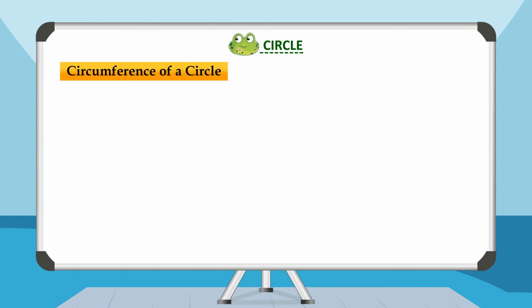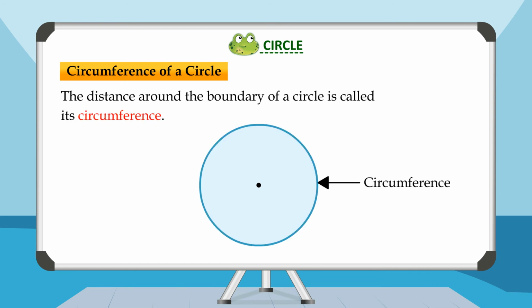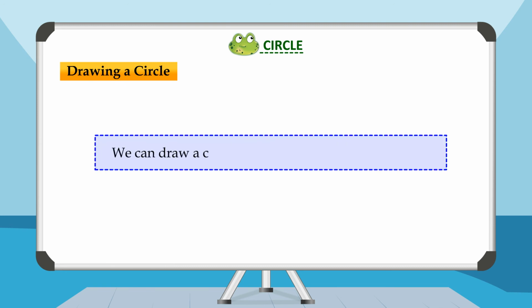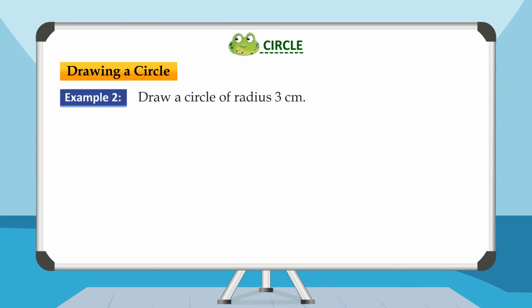Circumference of a circle. The distance around the boundary of a circle is called its circumference. Drawing a circle. We can draw a circle of given radius using a compass. Example 2. Draw a circle of radius 3 centimeters.